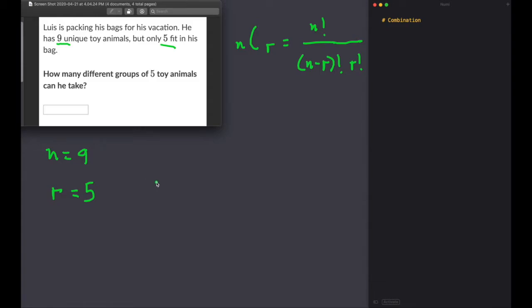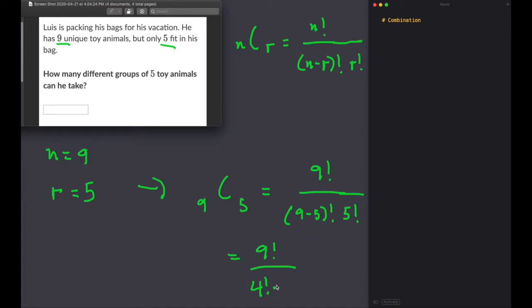When we put this in our formula, we have nC5. So finding combinations of 9 items with 5 positions is going to be 9 factorial over 9 minus 5 factorial times 5 factorial. I can clean this up just a little bit by calling this 9 factorial over 4 factorial, 9 minus 5 is 4, times 5 factorial.